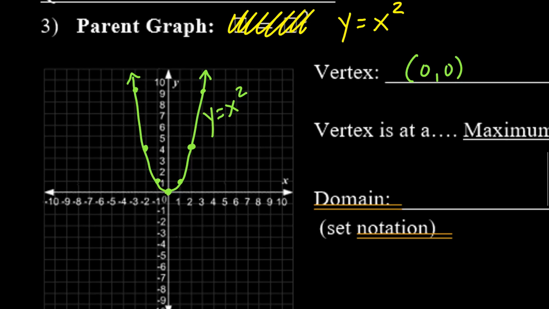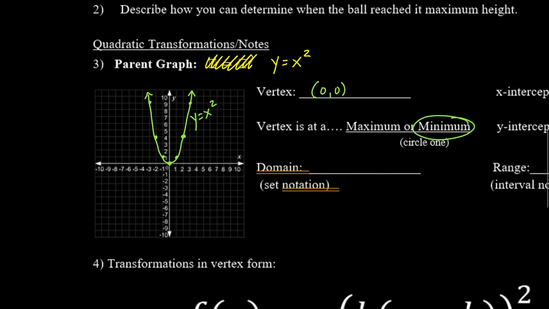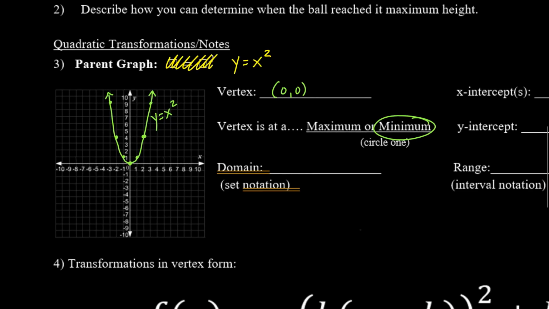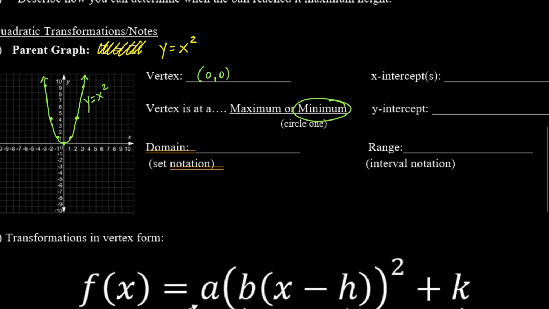Is the vertex a maximum or a minimum? Why is it a minimum? It's the lowest point. Perfect. We'll do x and y-intercept first. What is my x-intercept? 0, 0. And my y-intercept? Yeah.